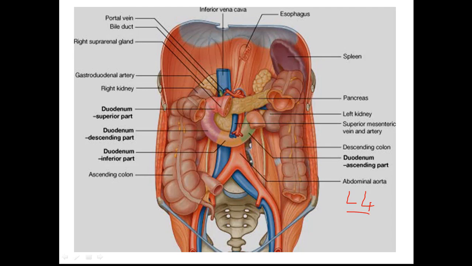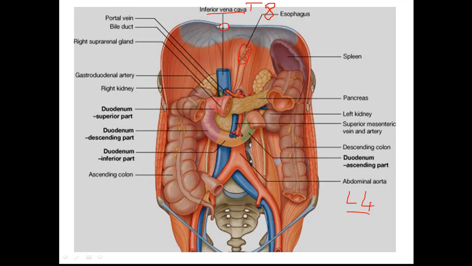Before it divides, it gives a lot of important branches that supply the GI tract. Now another important thing to talk about here is the openings of the diaphragm. We have only three openings of the diaphragm. The first one is the inferior vena cava opening, which is the highest one. It occurs at the level of T8, thoracic vertebra 8. So we have to remember these things.